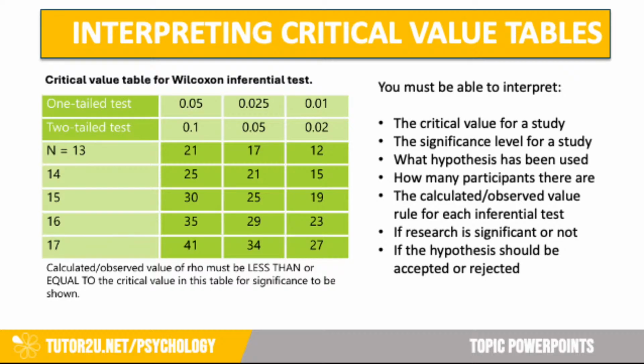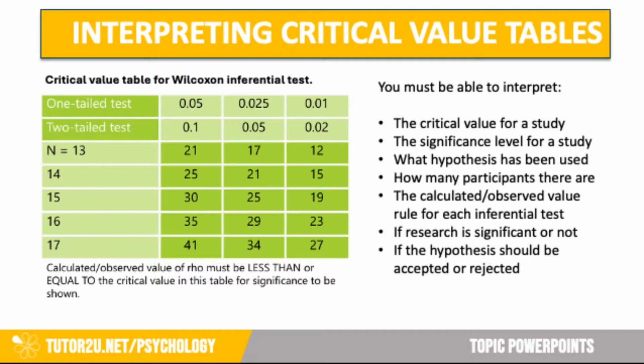So you have to be able to interpret what the critical value is for a study. To do that, you need to know the significance level for the study, what hypothesis has been used, how many participants there are, and the calculated observed value rule for each inferential test, and that's the bit that's underneath. That's always shown. You're not expected to remember that off by heart. It's always there.